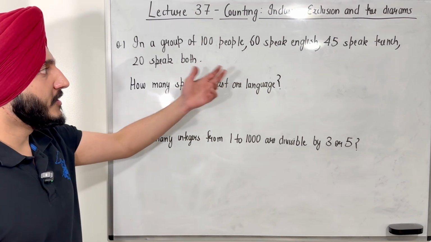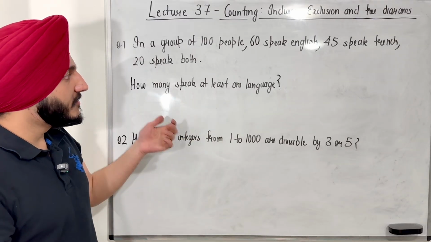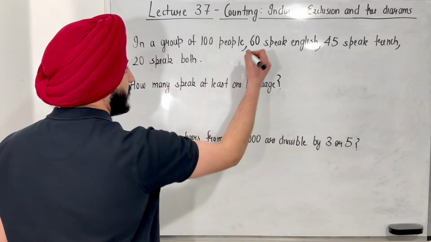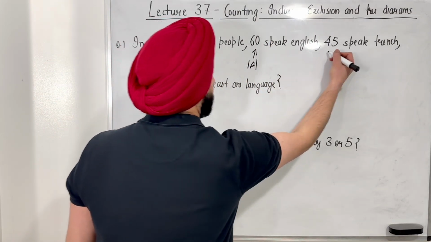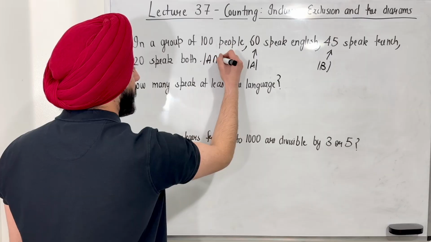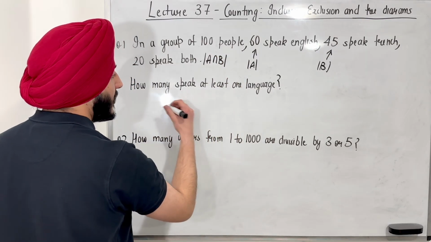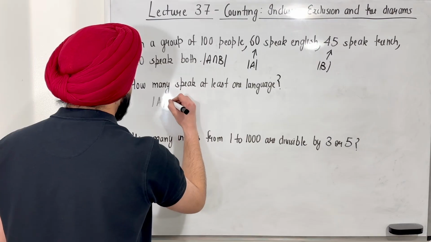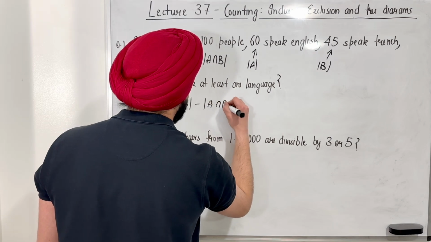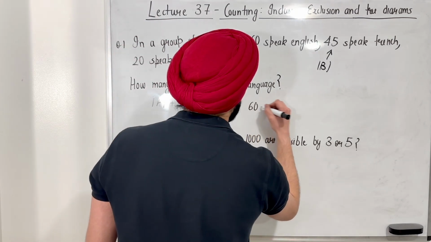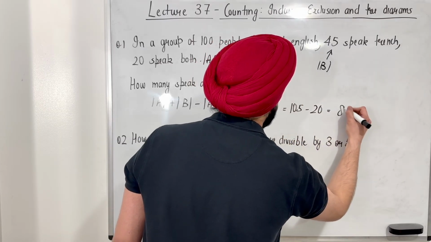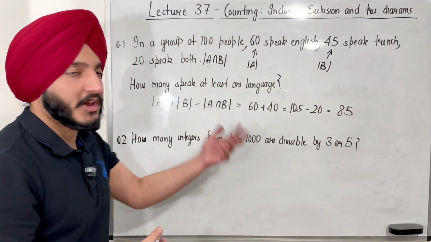In a group of 100 people, 60 speak English, 45 speak French, 20 speak both. So how many speak at least one language? The answer would be very simple. Let's say this is set A and this is set B. 20 speak both means this is A intersection B, right? So my final answer would be A plus B minus A intersection B, which would simply be 60 plus 45 equal 105 minus 20, which is equal to 85, right? So I hope you were able to solve this question.